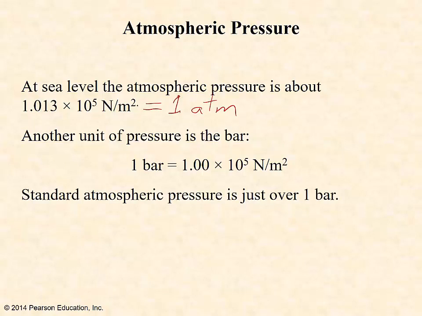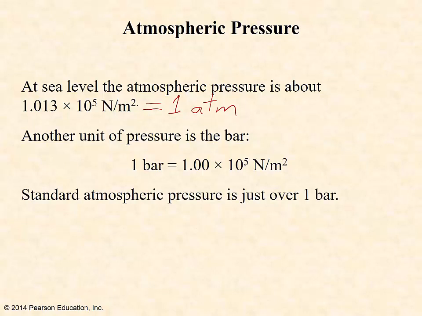Another unit of pressure is the bar, and 1 bar is 1.00 times 10 to the fifth newtons per square meter. So notice that a bar and an atmosphere are very close to each other. But when we're talking about atmospheric pressure, it's important to realize that these slight differences are actually important. So as we have said, the standard atmospheric pressure is just over 1 bar.